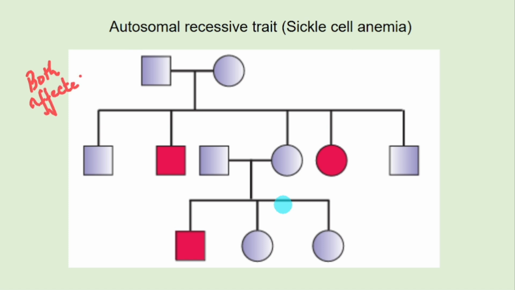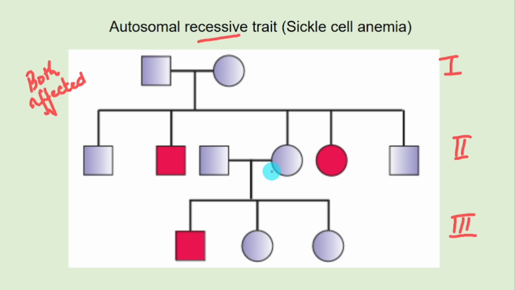Male and female. And then this is the first generation. This is second generation. And this is third generation. So what do you see? No one is affected in the first generation. So one generation is skipped. So skipping is seen in recessive trait. No skipping in dominant and skipping seen in recessive. So this is how you will identify whether the trait is autosomal or X-linked or dominant or recessive.